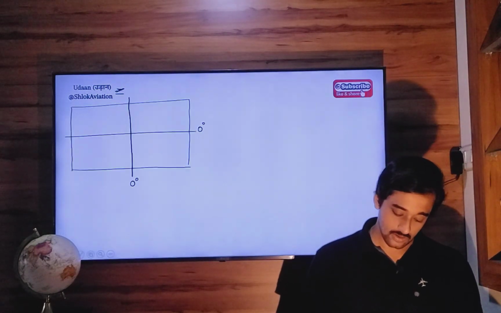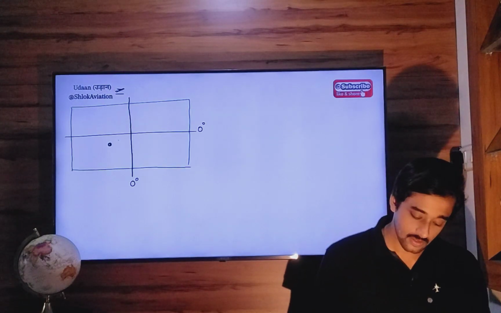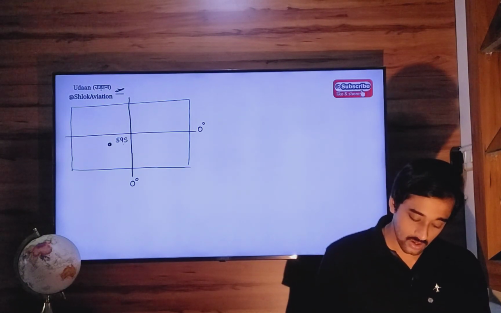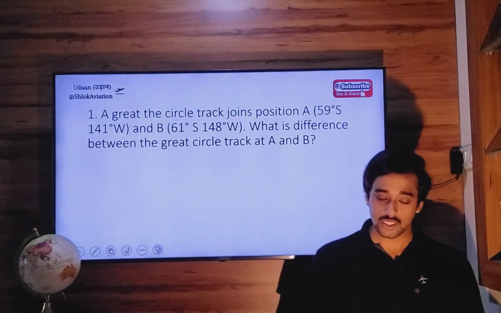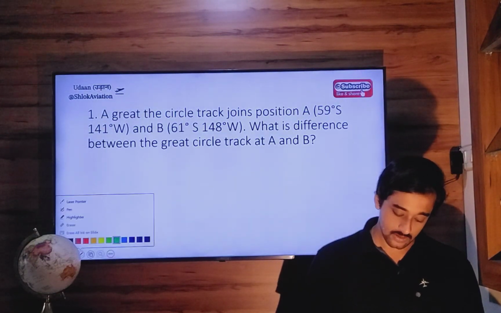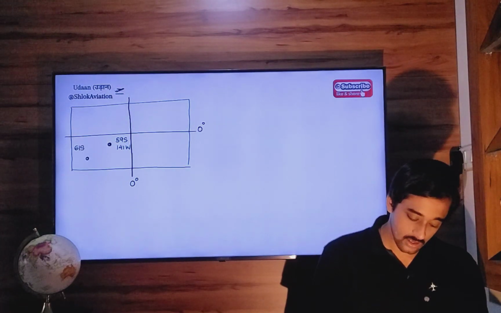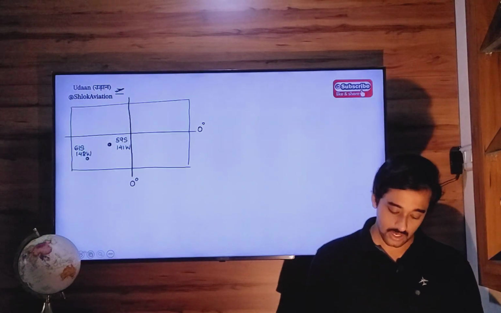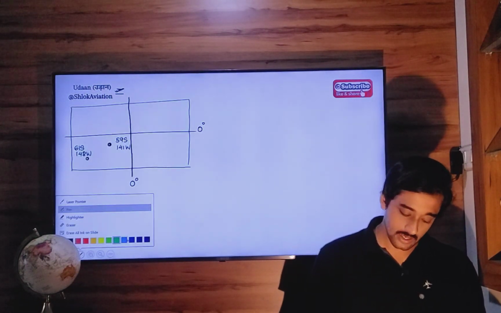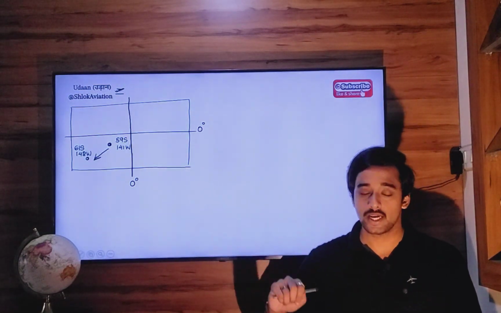59 south is here, 141 west. Second, Bravo, 61 south, 148 west. So over here, 61 south, 148 west. So the direction of your flight will be southwesterly, Alpha to Bravo, southwesterly direction.